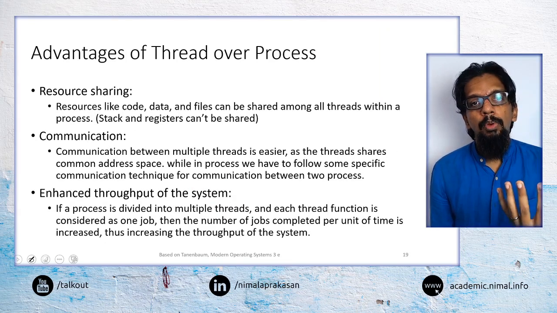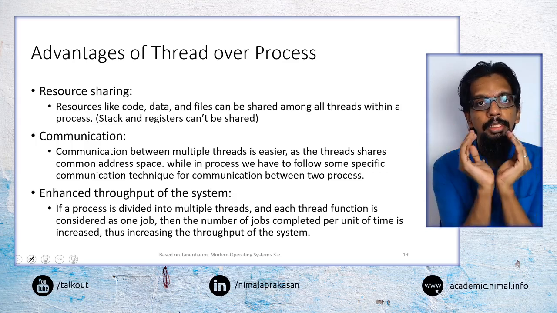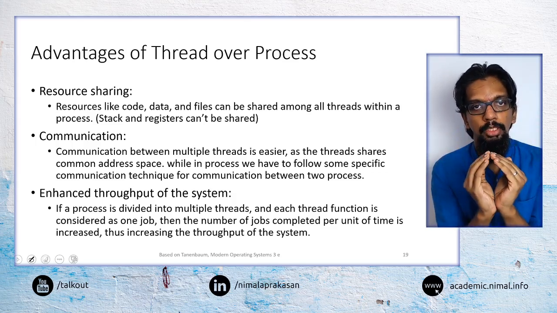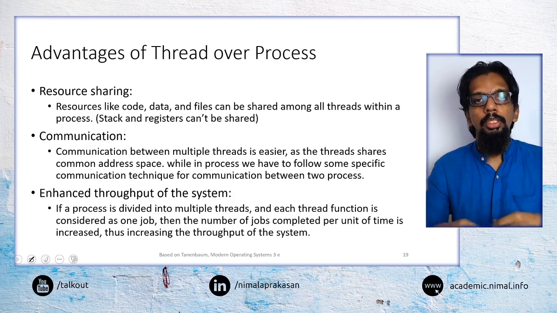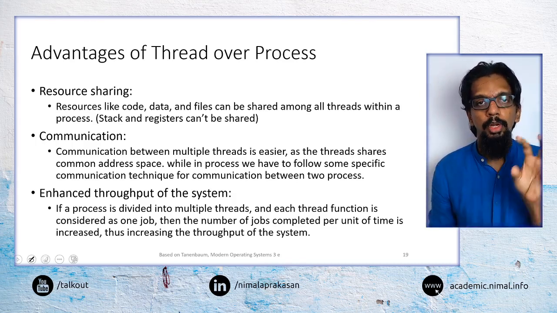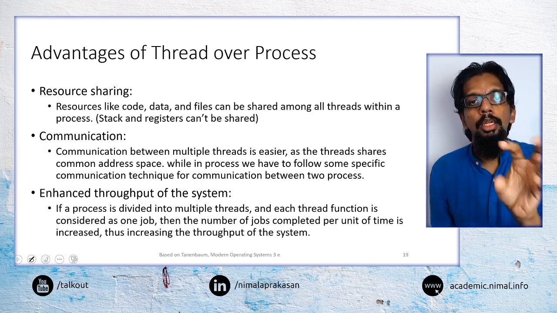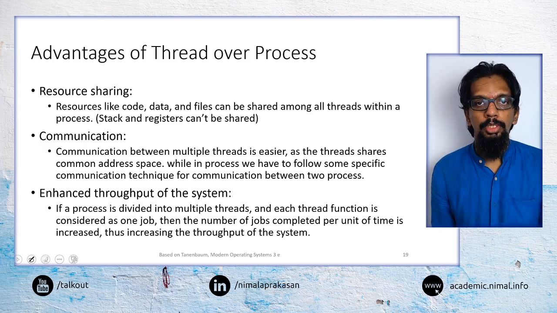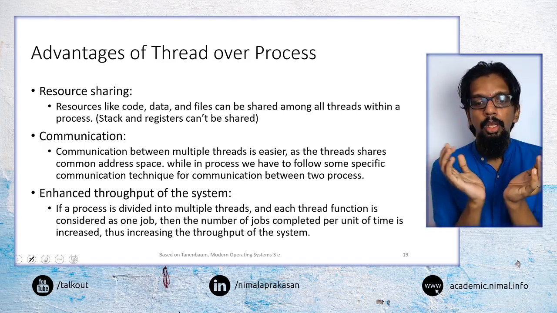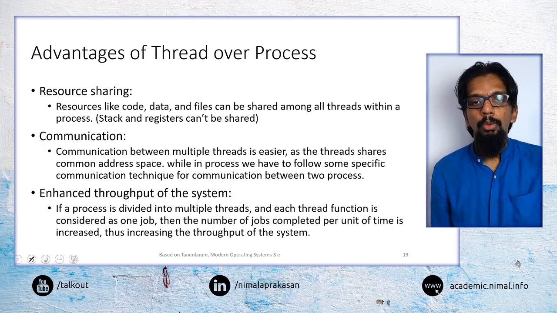Then another advantage is that because they exist within the same process, all the resources are still common. Say for example, if you allocate a printer for a process, all the threads within the process are also allocated that because they are still part of the process. So now they have that advantage there.